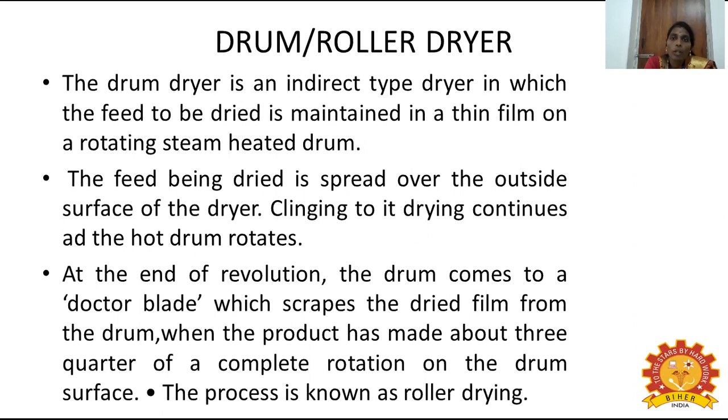Next is the drum or roller dryer. The drum dryer is an indirect type dryer in which the feed to be dried is maintained in a thin film on a rotating steam-heated drum. The feed being dried is spread over the outside surface of the drum, clinging to it. Drying continues as the hot drum rotates. At the end of the revolution, the drum comes to a doctor blade which scrapes the dried film from the drum when the product has made about three-quarters of a complete rotation on the drum surface. This process is known as roller drying.